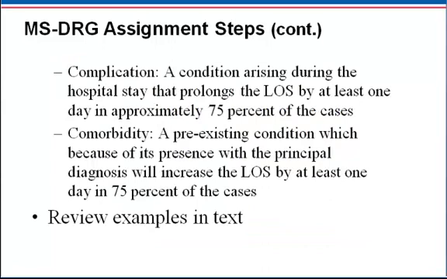This is just some definitions for you here. A complication is defined as a condition that arises during the hospital stay that prolongs that stay by at least 1 day in about 75% of cases. A comorbidity is a pre-existing condition that the patient comes in with, that the presence of that condition will increase the length of stay by at least 1 day in 75% of cases. There are some examples in your textbook that you should go through, and they will help you have a better understanding.